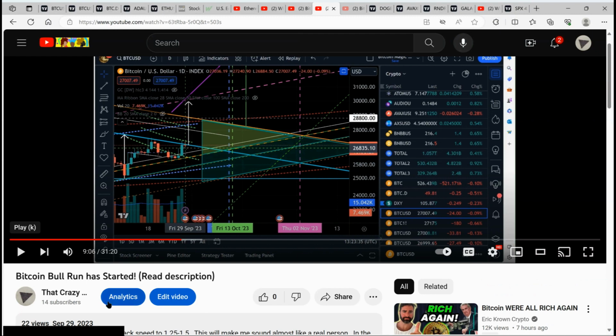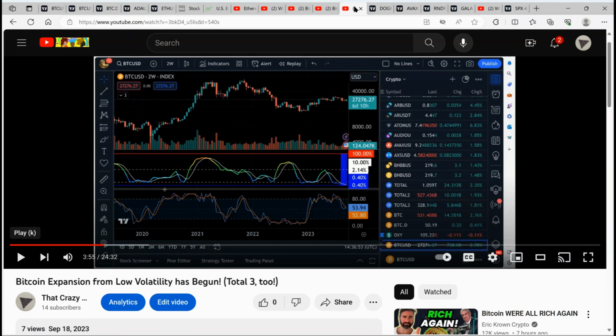The Bitcoin bull run has started September 29th because we hit this trend line and we bounced off of this trend line. It was inevitable. All this was inevitable and predictable. Expansion off of low volatility has begun. This was September 18th.